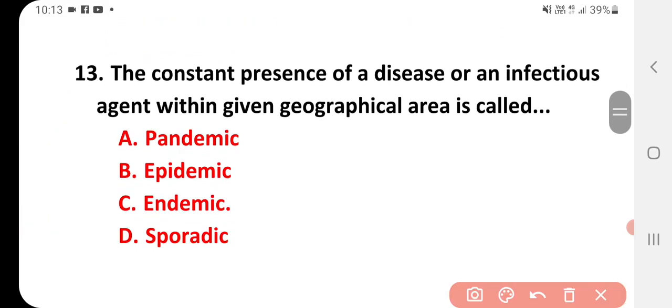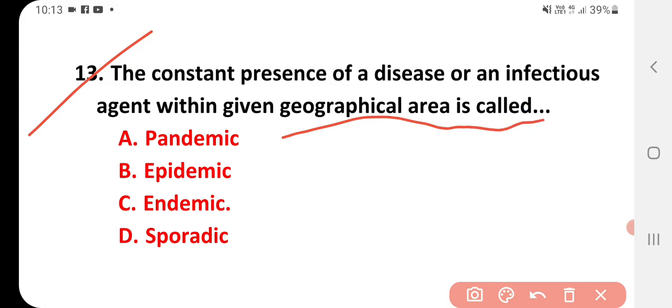Next, 13th, the constant presence of a disease or an infectious agent within a given geographical area is called pandemic, epidemic, endemic, sporadic. So endemic is the right answer, option C.